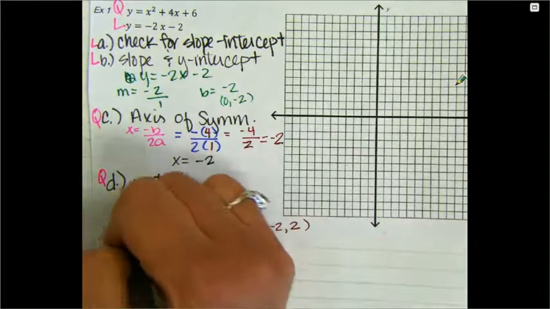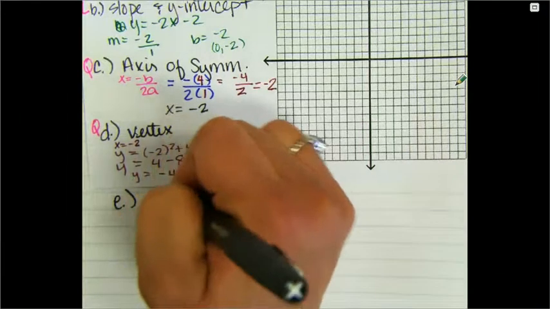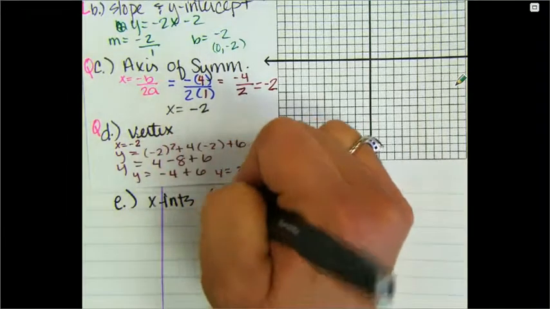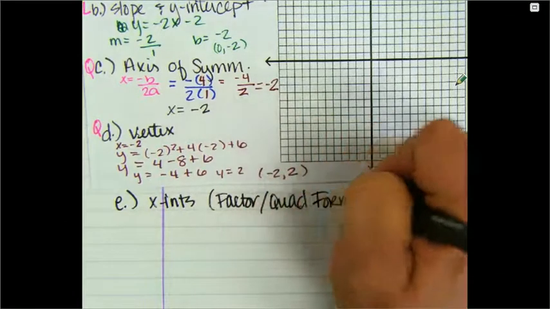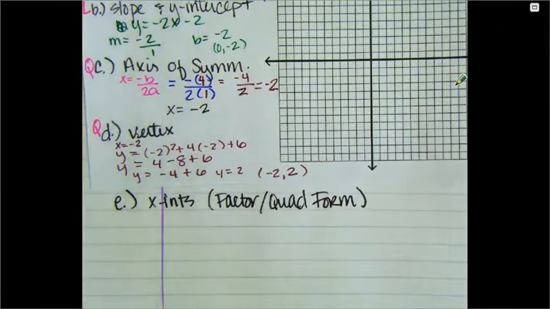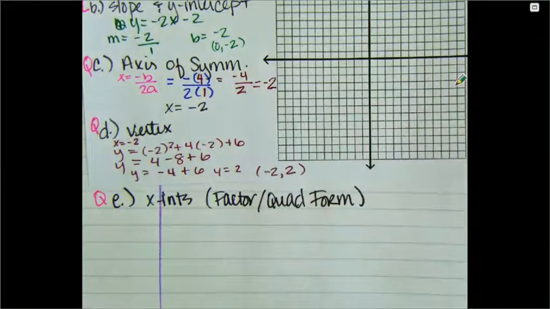Letter E. Letter E says to find the x-intercepts. And it says use factoring or quadratic formula. Okay. Which one requires that? Q or L? Q. Okay. What do you want to do? Okay, let's try to factor. Do it on the side over here.